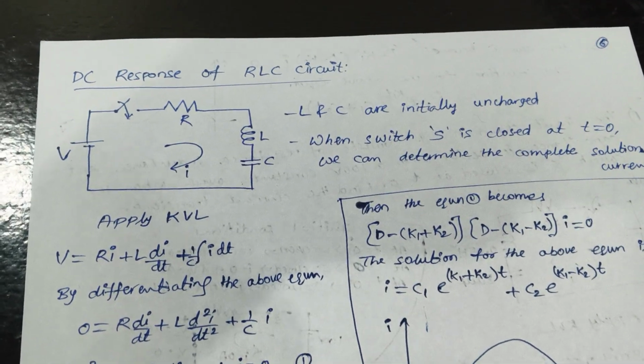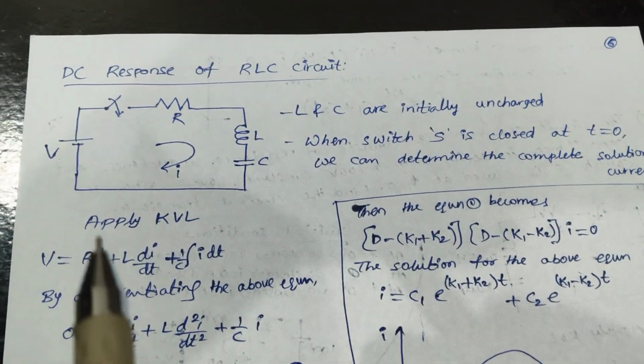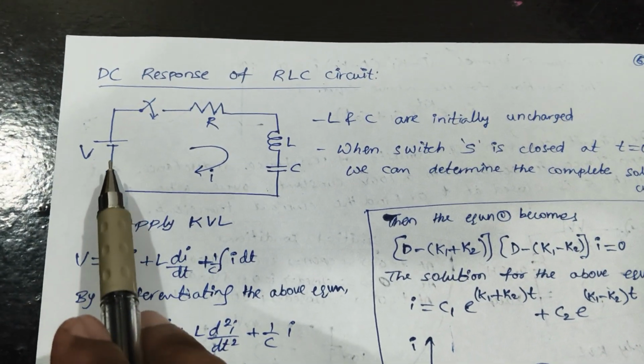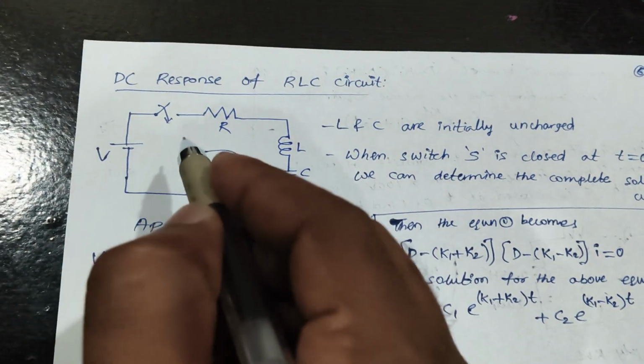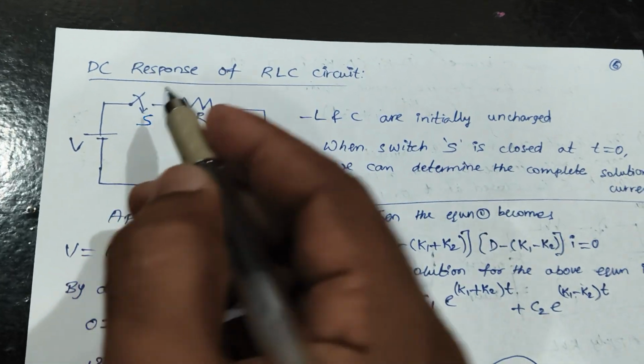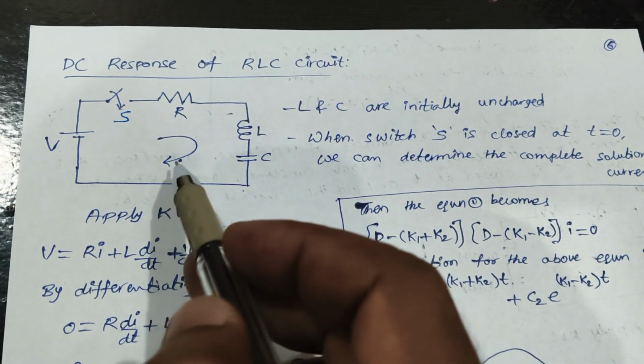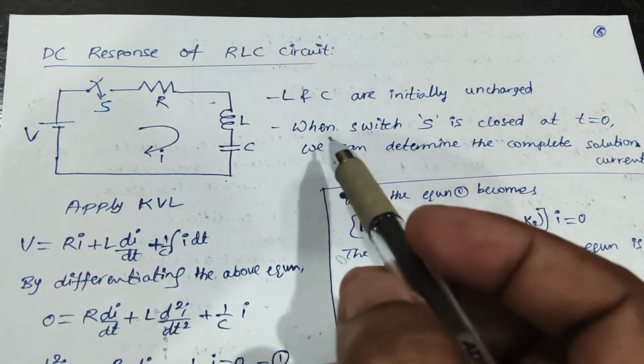Hi everyone. In today's session, we'll see the DC response of RLC circuit. So coming to the circuit diagram, DC supply voltage is connected through the switch S to series RLC circuit. The response is current. We need to find out the current response.